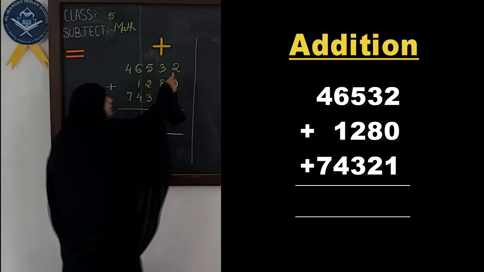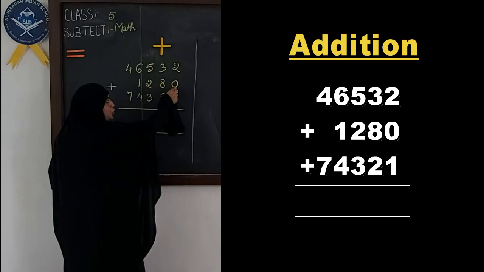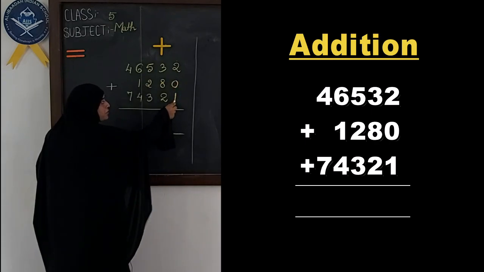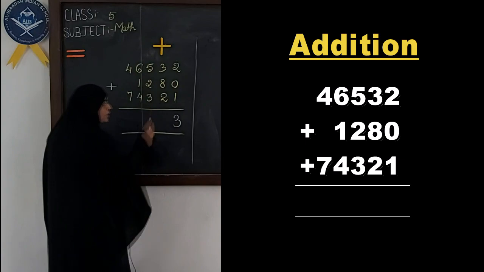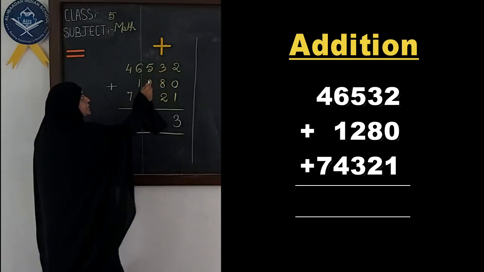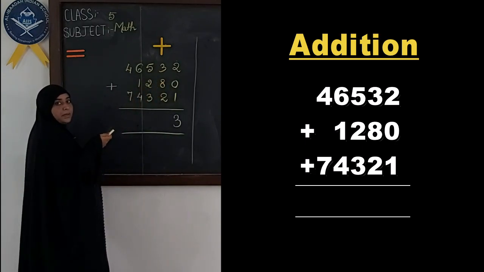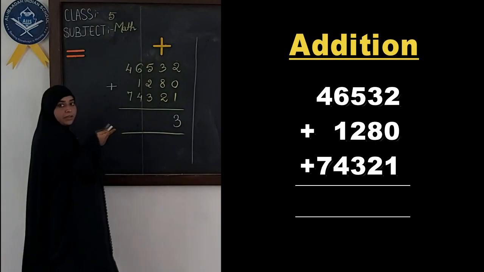Okay, let's start adding the ones place. 2 plus 0 is 2. 2 plus 1 will be 3. So in our ones place we got 3. Now moving to the next place, that is tens place. 3 plus 8 is how much? 8 plus 3 will be 11.